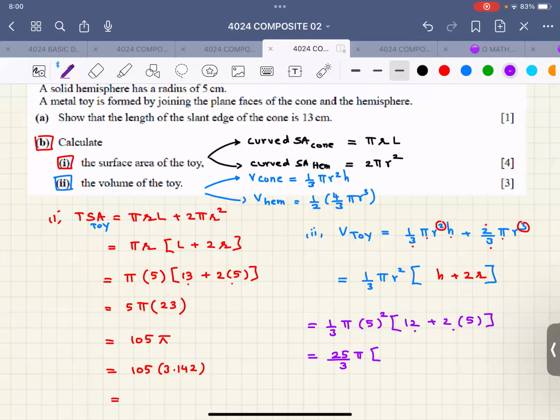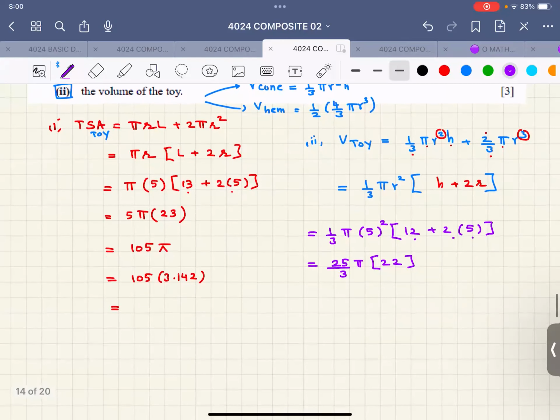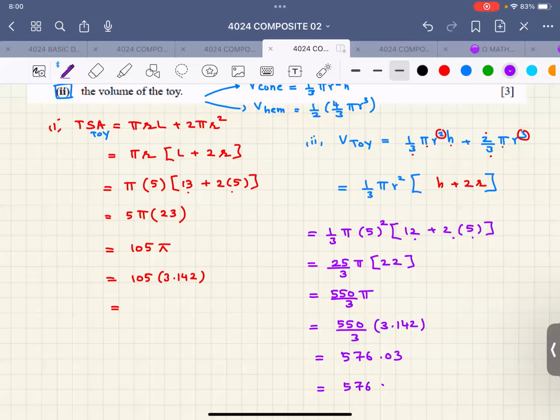This is 12 plus 10, that is 22. So let's multiply out 25 into 22. I'll be using the calculator. That's 25 into 22, that's 550. So this is 550 over 3 pi. Now I'll plug in the value 3.142 so that we have an accurate answer. 550 into 3.142 and then dividing by 3. And therefore, this is coming out to be 576.03. Therefore, let me write this thing as 576 centimeter cube, correct to 3 significant figures.